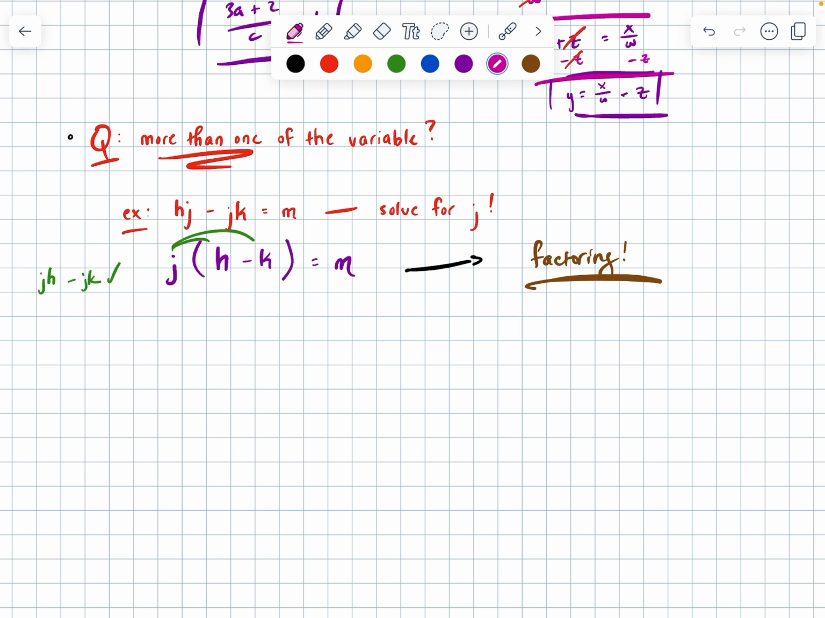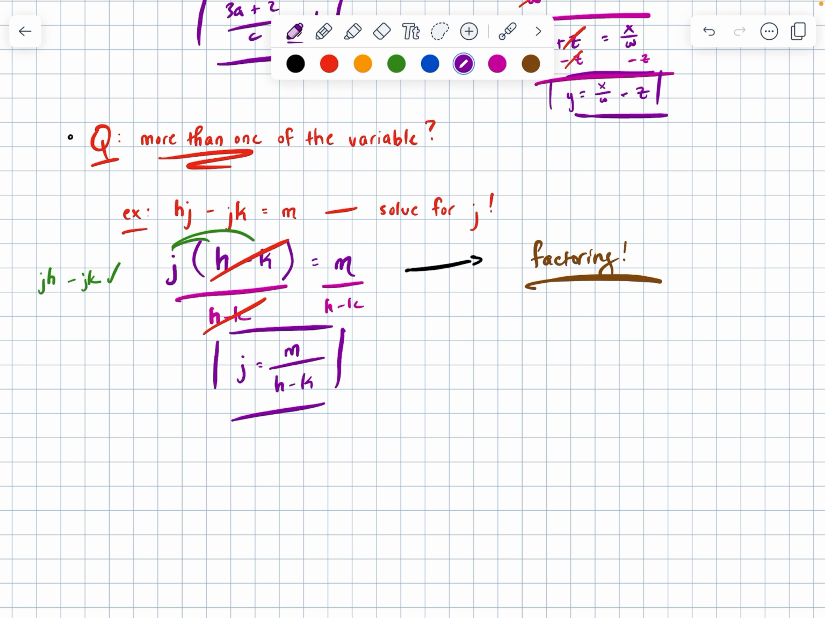What's the last thing standing between me and an isolated j here? What do I need to do? 4, 3, 2, 1. Well, the thing connected to it is the h minus k. It's connected by multiplication. Let's undo it with division. So we'll divide both sides by our h minus k. On the left side, they cancel out. And I've got j equals m over h minus k. Beautiful.